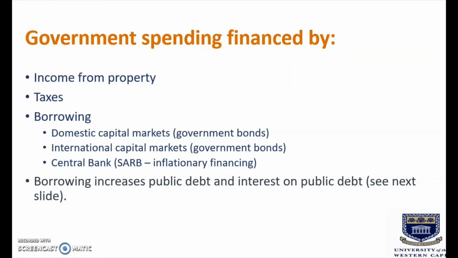The government spending is also financed by borrowings, that is the domestic capital markets, international capital markets, and the central bank. Borrowing increases public debt and interest on public debt. Having the debt service cost being the fastest growing expenditure item on the budget may lead to lower economic growth of South Africa.